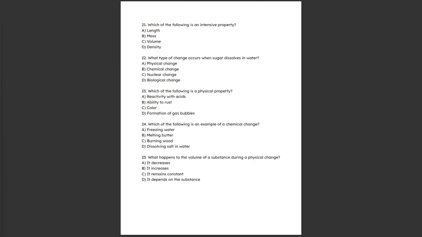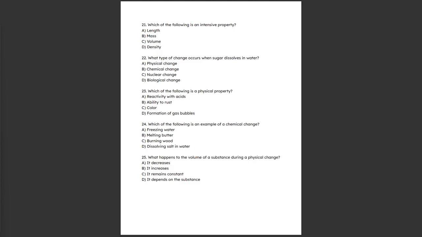Number 24, which of the following is an example of a chemical change? Correct answer is C, burning wood. Once again, anything to do with burning is a chemical reaction. Dissolving salt in water, again, we can get the salt back by evaporating the water. Melting butter is a change of state, and same as freezing water. It is also a change of state.